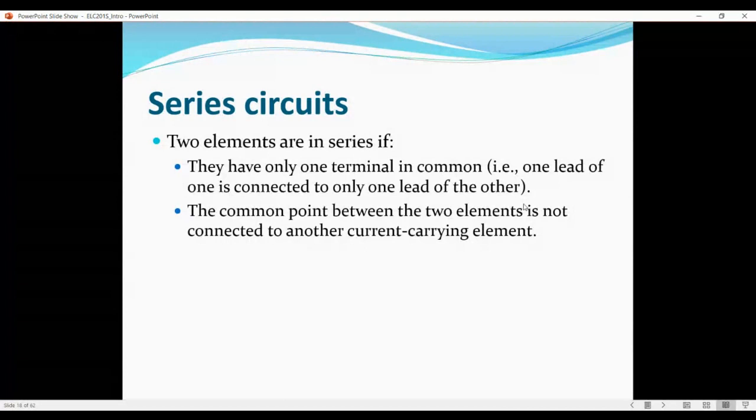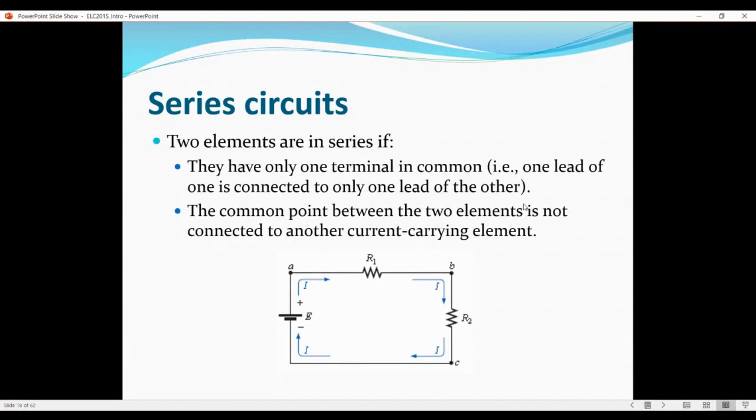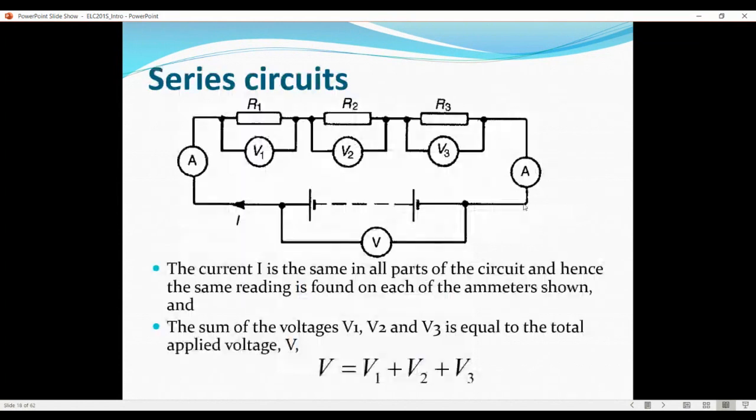Okay, next. Now we can finally go on to circuits. I'm not going to talk too much with all the words, but they all have one terminal in common. One lead is connected to another lead, and a common point between the two elements is not connected to another current carrying element. But the point is, you see in the series circuit, you've got a voltage source, maybe a generator, and it provides the current flow from positive to negative in our case through those resistors.